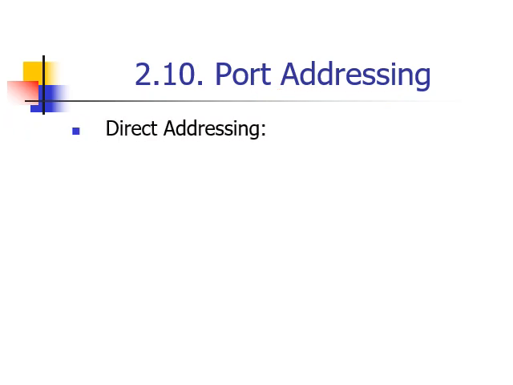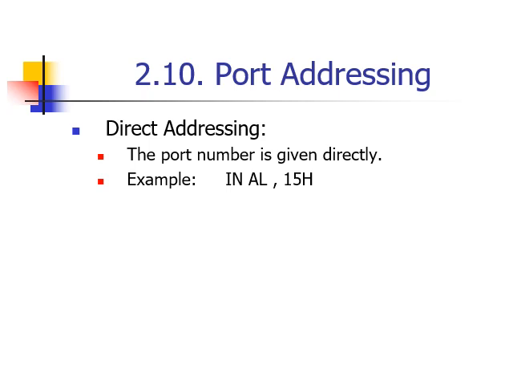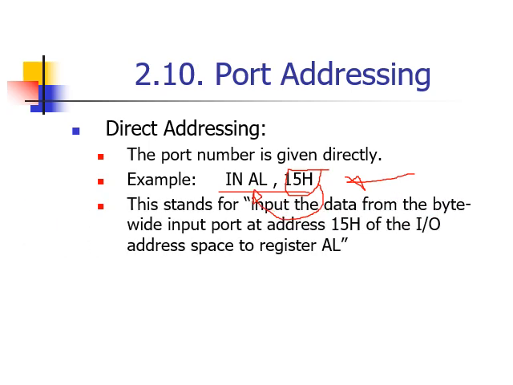Okay. The direct addressing mode, the port number is given directly within the instruction. For example, IN AL, 15. 15 hexadecimal is the port number. So what this instruction says is this: go get 8 bits from a port whose number is 15, place them into AL. Okay, good.